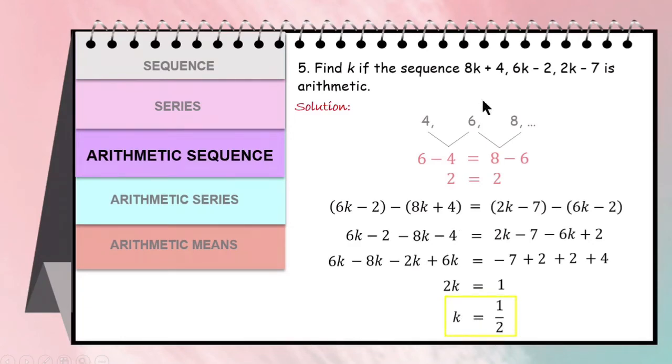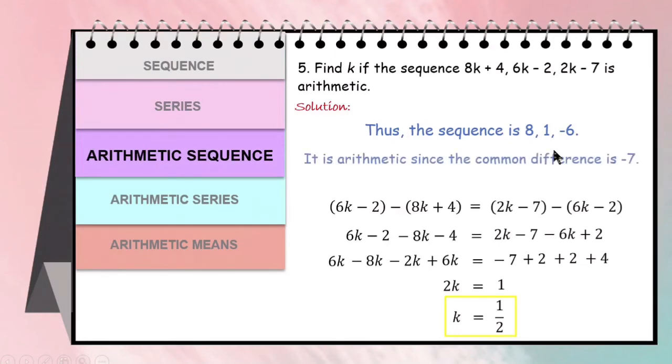Thus, the sequence is 8, 1, negative 6. 8 times 1/2 is 4, plus 4 is 8. 6 times 1/2 is 3, minus 2 is 1. And 2 times 1/2 is 1, minus 7 is negative 6. This is arithmetic since the common difference is negative 7.